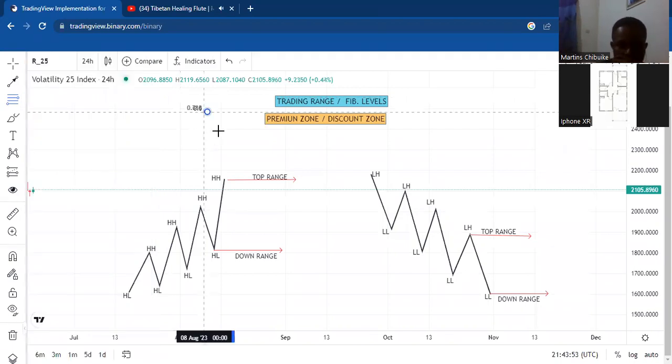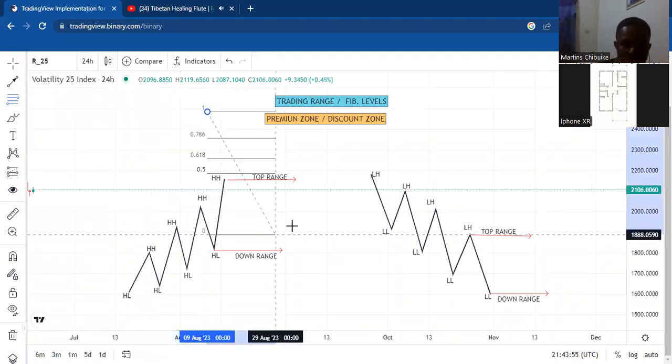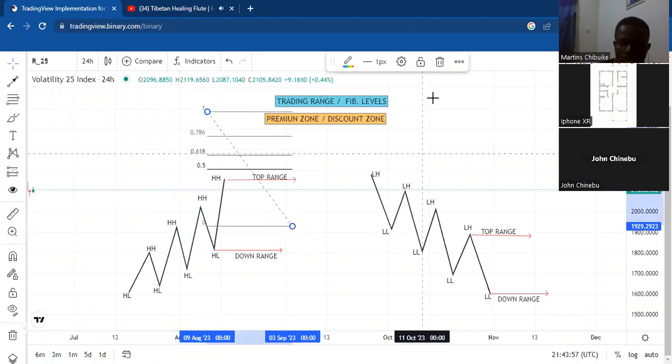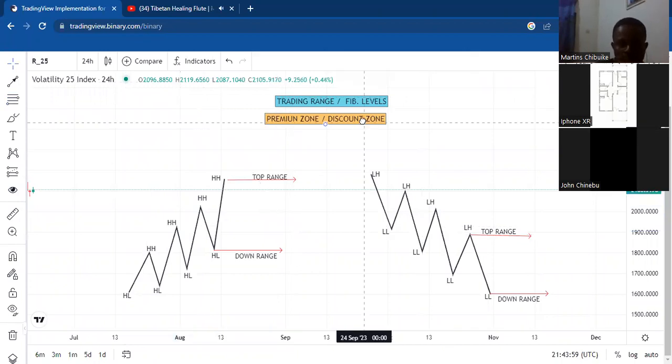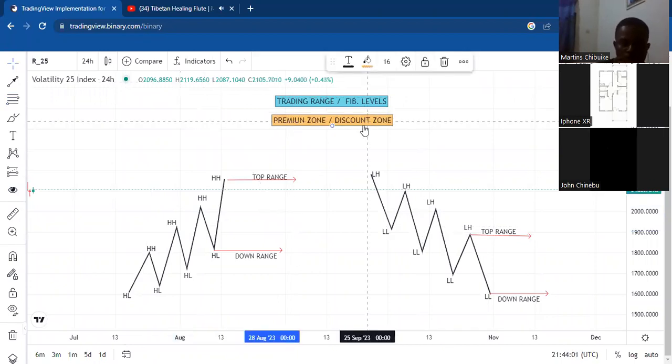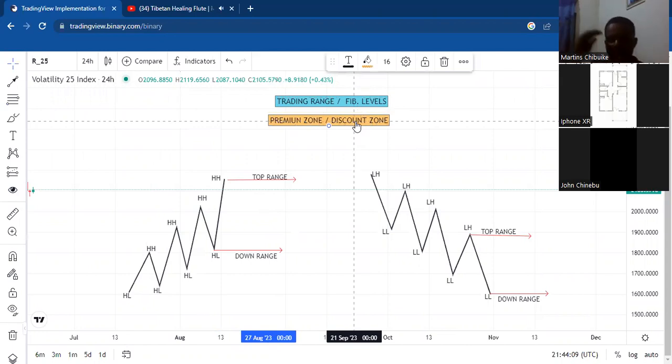But let's go into what we have. This is the tool, the Fib tool. So Fibonacci, what is, sorry, premium zone and discount zone? What is premium zone? Premium means something that is high. Premium zone means something that is at its higher peak. That's called premium zone.